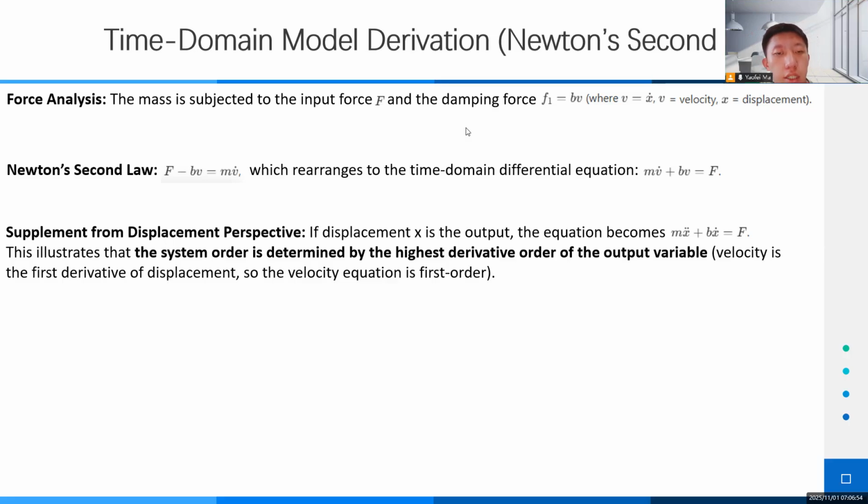By Newton's second law, the net force on the mass equals mass times acceleration. The net force here is the input force minus the damping force. Acceleration is the derivative of velocity. This is our time domain differential equation.